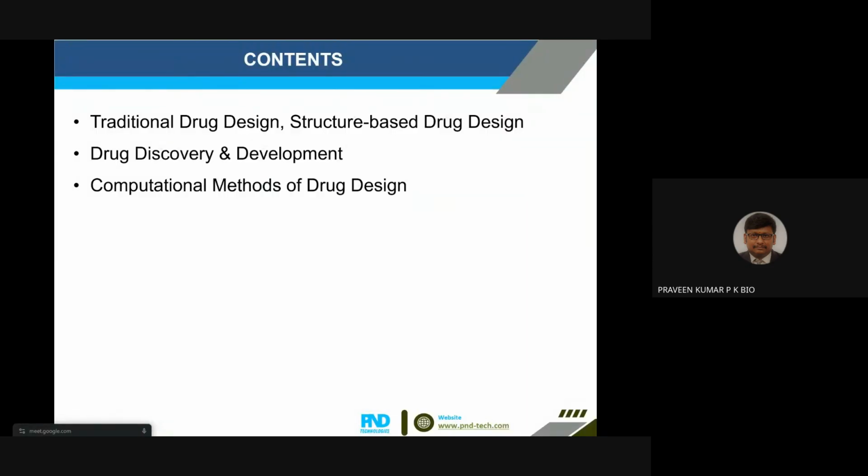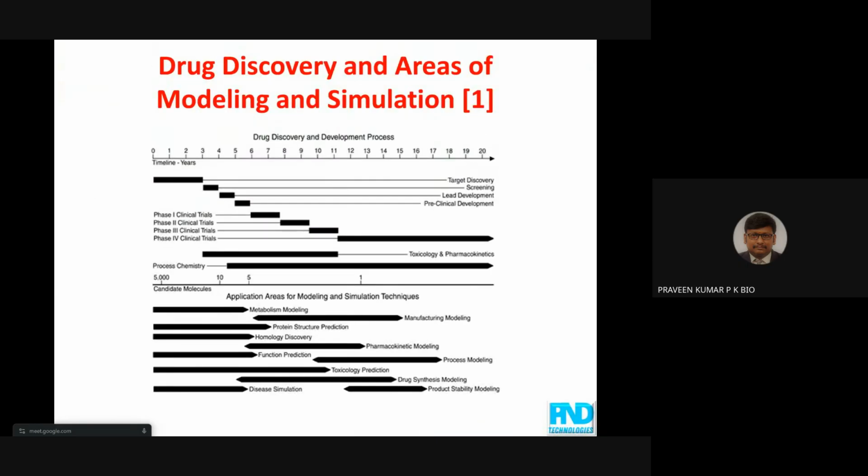Today we'll be discussing types of drug design, drug discovery and development, and various computational methods of drug design. In earlier phases, according to statistics from 15 years before, completing computational studies like target discovery, screening, and lead development took around 6 years. But when we faced the COVID-19 pandemic situation, when it was declared in April 2019.